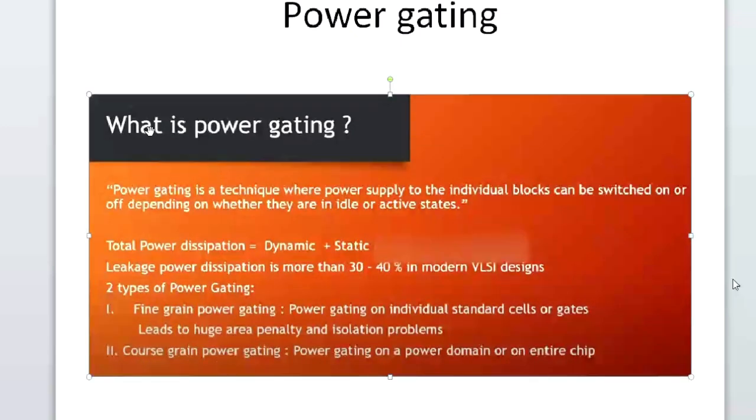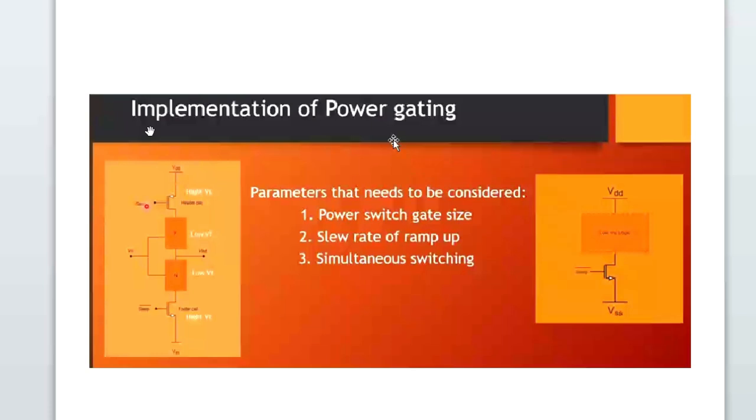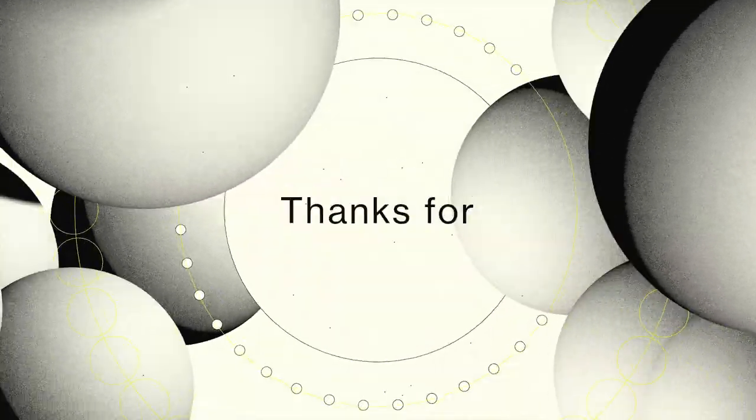How are we implementing the power grid? This is how we are implementing the power grid. One is PMOS and one is NMOS, both header and footer.